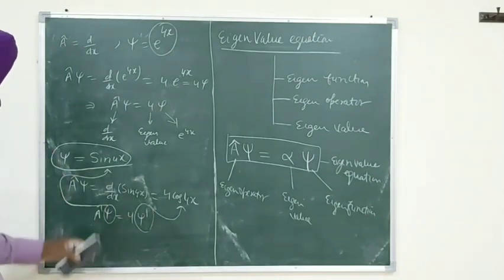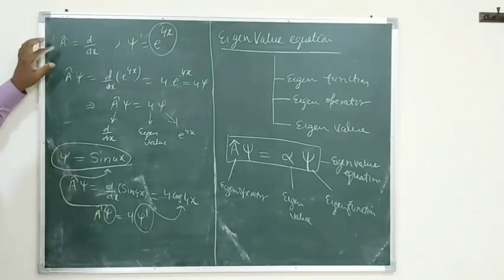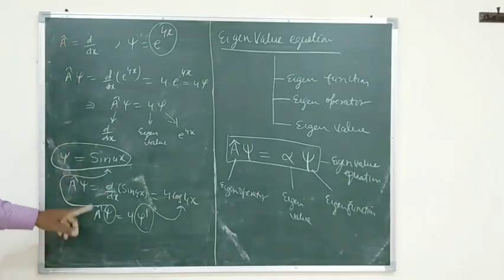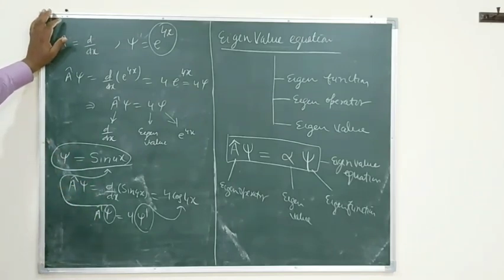But what you should see is that in both of these examples, the operator was the same. It was d by dx in this example also. A cap is still d by dx in this example. So we can make a conclusion here that an operator which is acting as an eigen operator for one function may not be an eigen operator for another function. So all operations may not lead to an eigenvalue equation. That is something which we must remember.